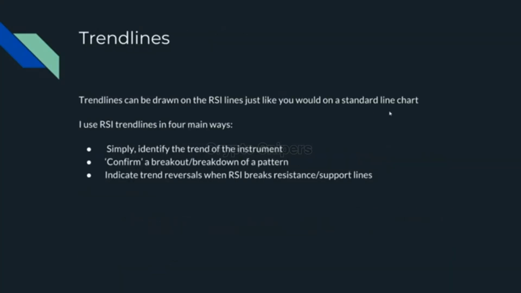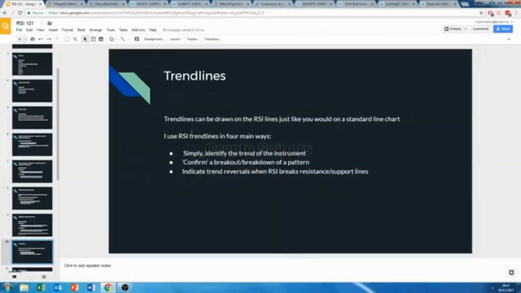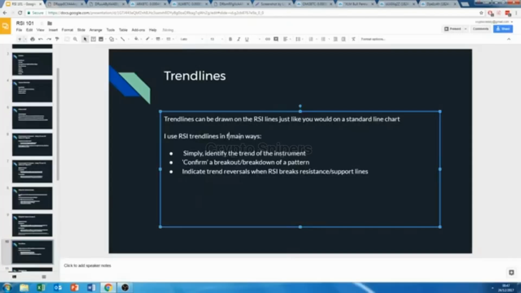Now, the next signal tool I want to cover is trend lines. This should be fairly brief. The basic principle is you should treat the RSI indicator like a line chart, and you can just draw your good old standard trend lines on the RSI like you would anything else. And I use RSI trend lines not in 4, but in 3 main ways. There's some fake news, okay?